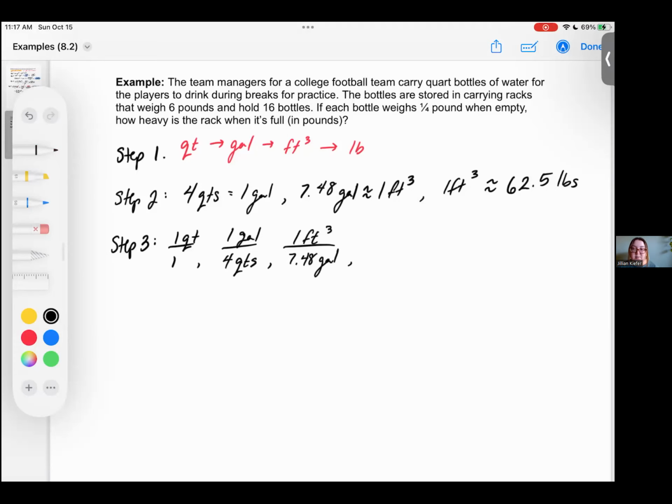Then the last one, same thing, feet cubed needs to be canceled. So it would be in the denominator of the next term. 1 foot cubed over 62.5 pounds. Like I said, just like last time, units should be across from each other. That means that that is correct. You'll be left with your pounds in the end.